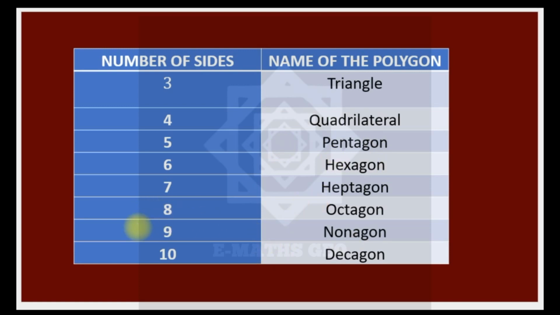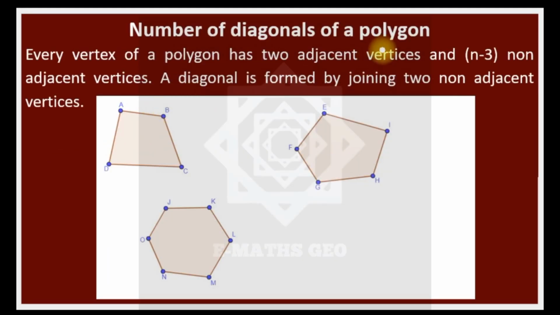So the next specific objective is to find the number of diagonals. So as you can see, they said every vertex of a polygon has 2 adjacent vertices and n minus 3 non-adjacent vertices, and will form a diagonal by joining 2 non-adjacent vertices. So let me now tell you what a non-adjacent vertex is, and also what an adjacent vertex is.